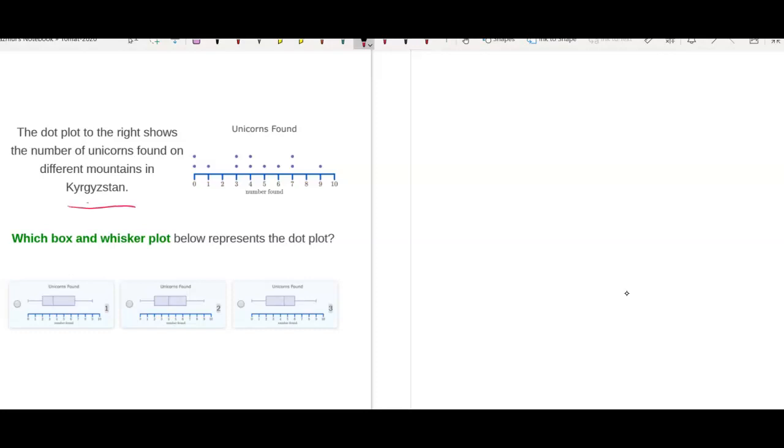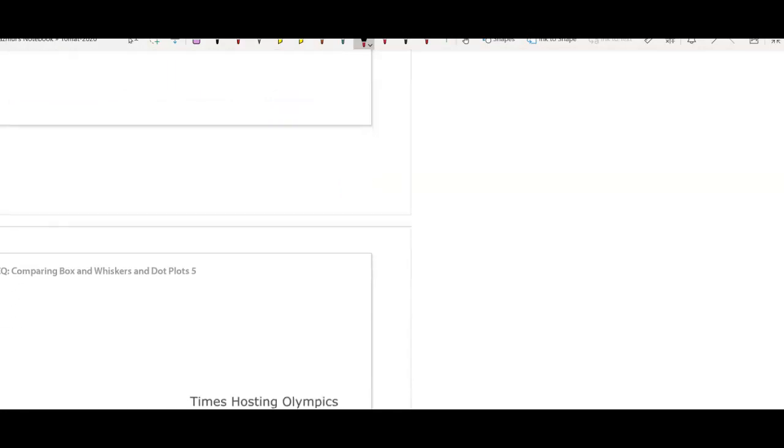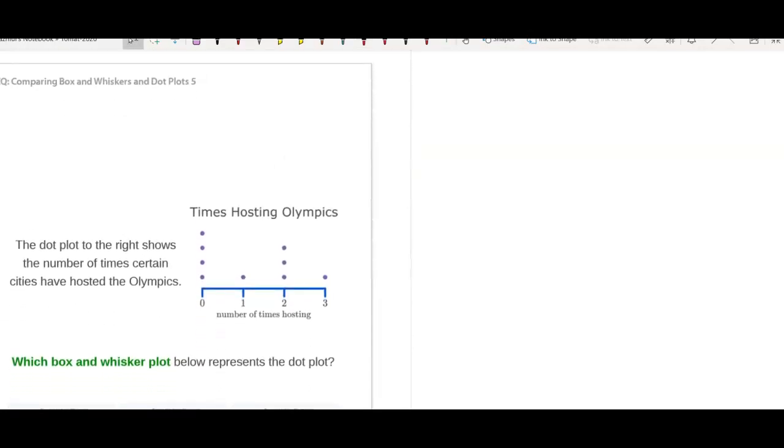Kyrgyzstan is one of the countries' names. Pretty weird kind of name, but it's a beautiful country. So it gives you which box and whisker plot below represents the dot plot. You should be well equipped to answer that question now.